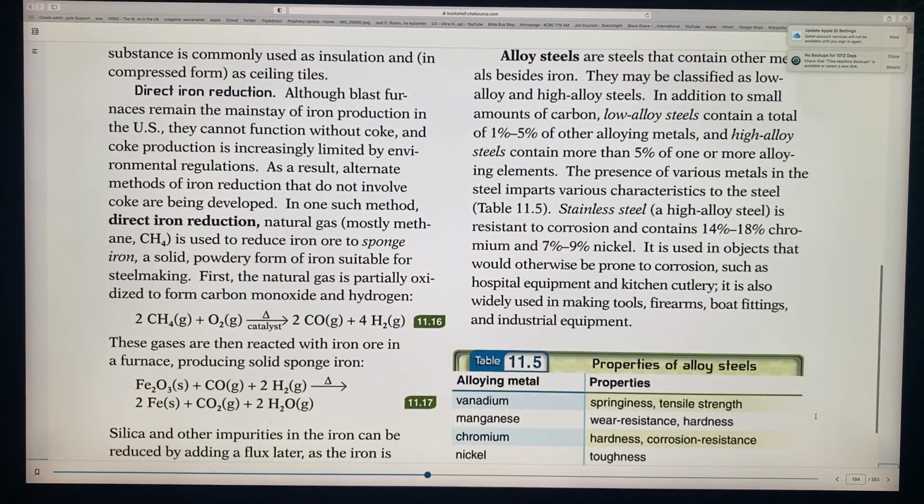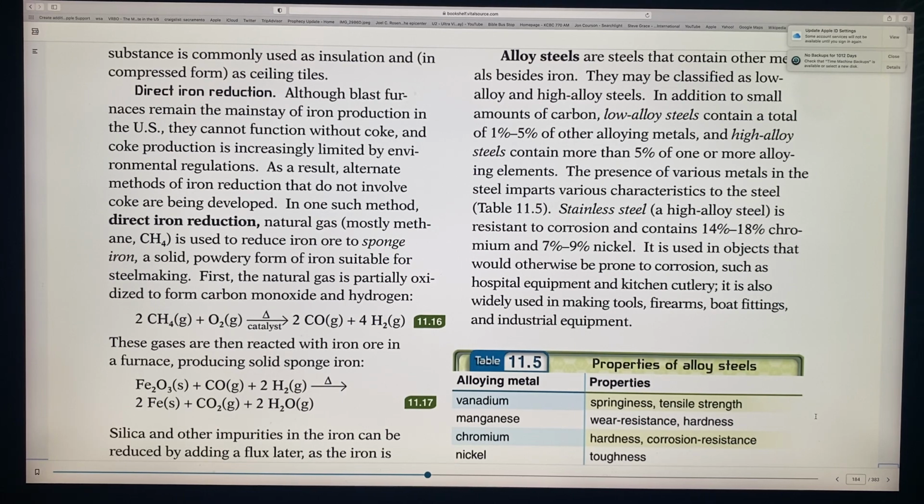So another type of reduction to obtain pure iron, not the blast furnace, is called direct iron reduction. The reason they have this direct iron reduction is because coke, which is carbon, was putting carbon out into the atmosphere, so the environmentalists said, okay, we can't do this. We're not going to be able to use this coke. So instead they started using natural gas, which is methane.